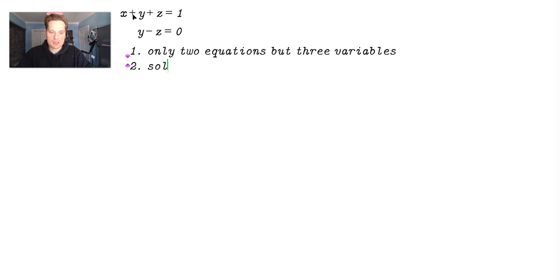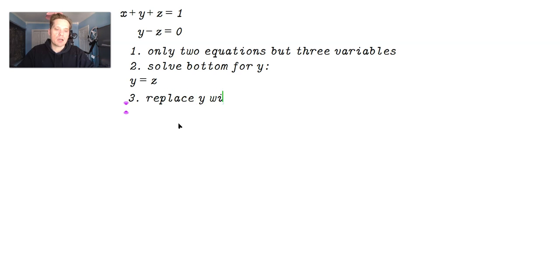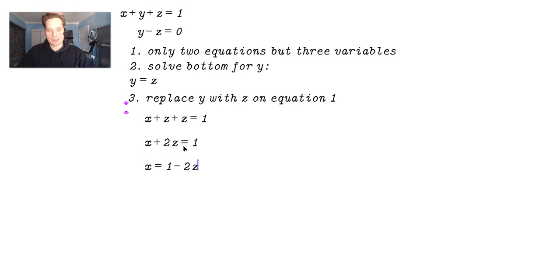For example, you can solve the bottom equation for y. When you do that, you would know that y is equal to z, just by adding z to the right side. Now, since y and z are equal, just replace, say, y with z in equation 1. Let's do that. So we will have x plus z plus z equals 1. So look what happens: you're going to have x plus 2z equals 1, which means x equals 1 minus 2z.